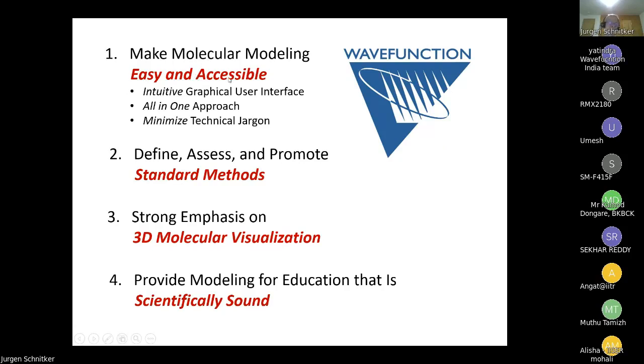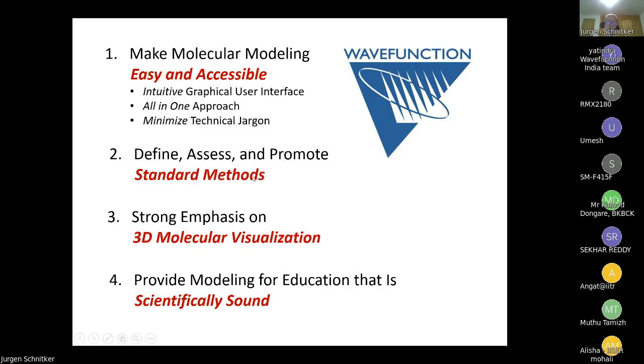Get it? This was already in the abstract that I hopefully got you interested in attending this webinar. Get these methods out of the ghetto of the experts. Provide something that does require a little learning. There is still a learning curve. There's no free lunch, literally, but something intuitive, with an all-in-one approach, where the technical jargon is minimized. It's not eliminated, because we do need to make the connection with the acronyms that you see in abstracts, and so you will see some jargon later on, but we are trying to minimize it, at least not to overwhelm users with it. Point B, define, assess, and promote standard methods.